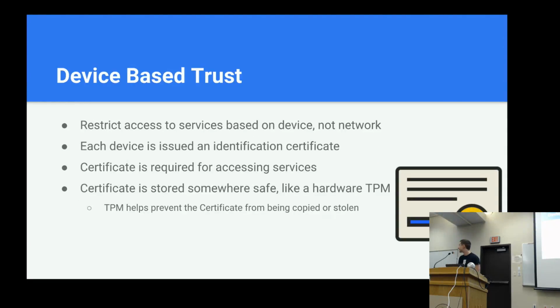So, device-based trust, right? This is the first component of BeyondCorp and how it all works. Basically, instead of restricting what networks can talk to services, we do it by device. The way we do that is we issue each device a certificate, which identifies the device you're on, and then we use the certificate to access different services, right?